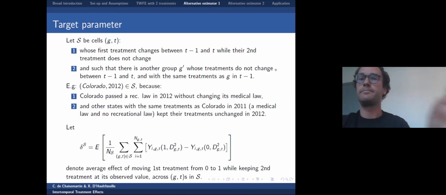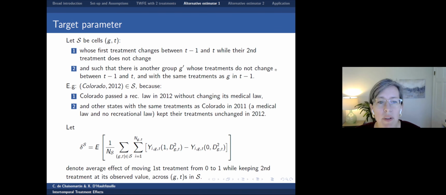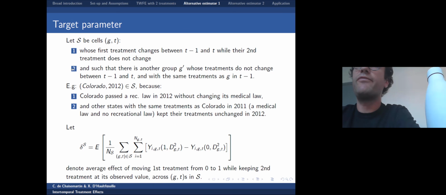Yes, Kelly, go ahead. What happens if the second condition is violated? What happens if you try to do this estimation and, let's say, one of your treatments is already multi-valued to begin with, or maybe both of them are, and maybe there are lots of treatments and they're all multi-valued? At some point you're just not going to have that group for comparison. What actually happens in the estimation? So you're asking about if condition 2 fails, right?